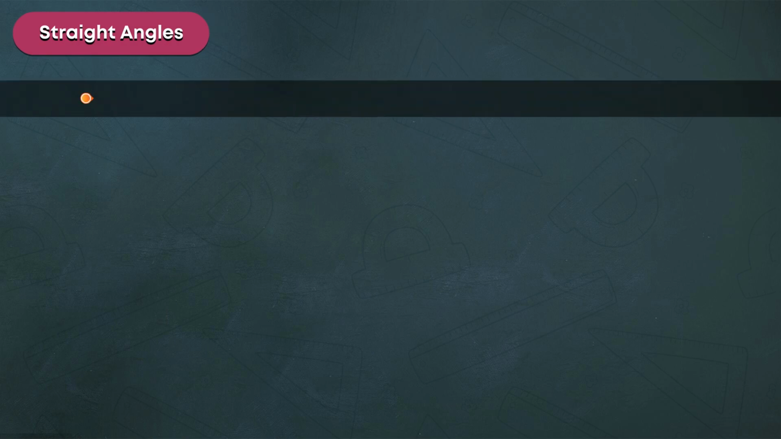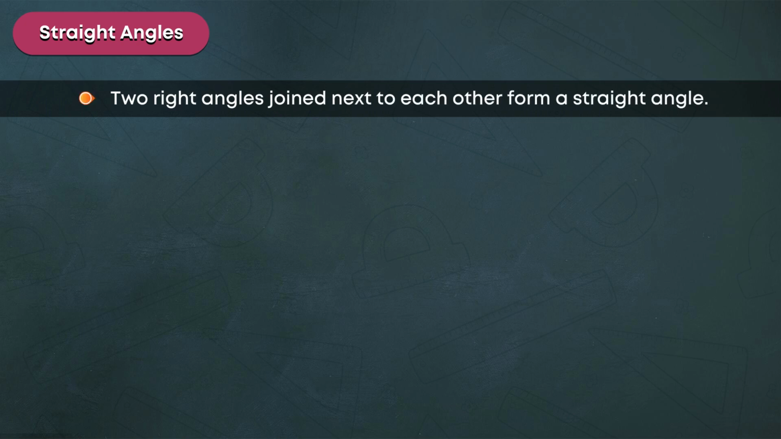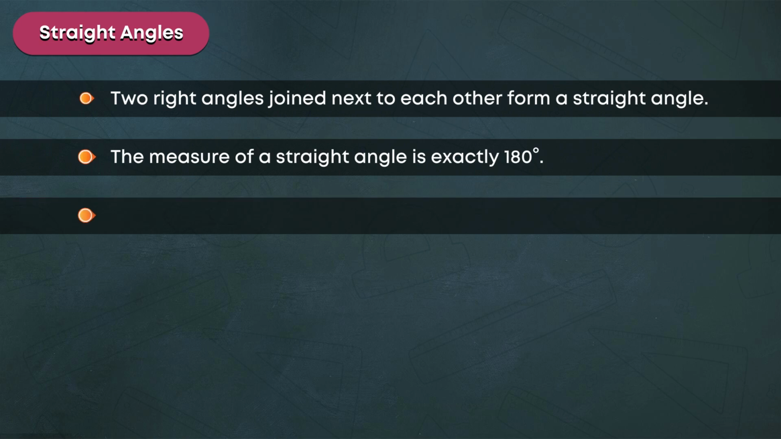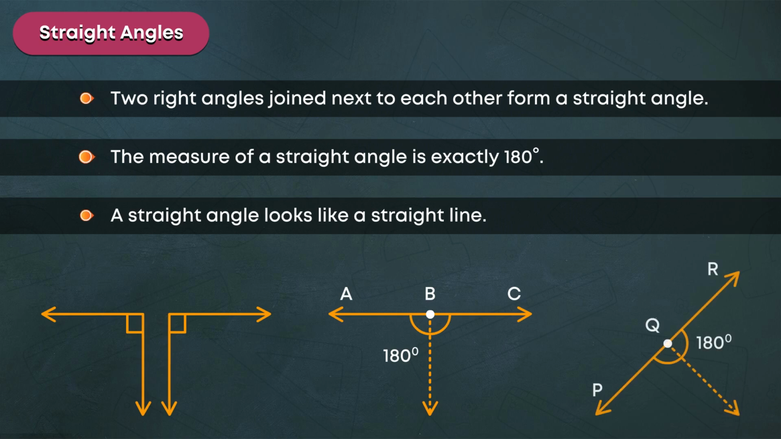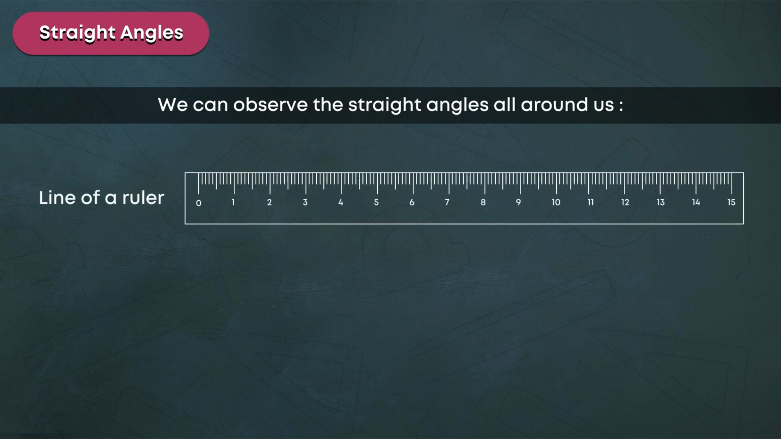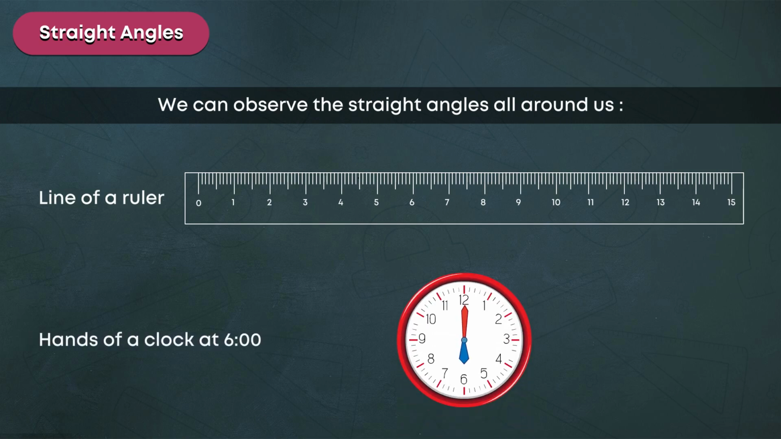Straight angles. Two right angles joined next to each other form a straight angle. The measure of a straight angle is exactly 180 degrees. A straight angle looks like a straight line. We can observe straight angles all around us. Line of a ruler. Hands of a clock at 6 o'clock.